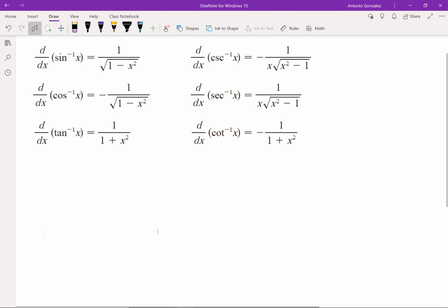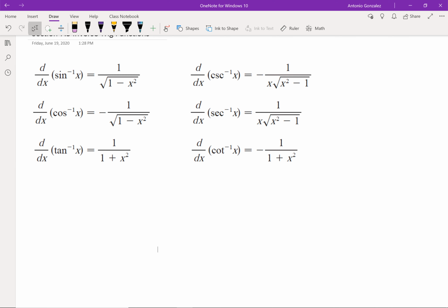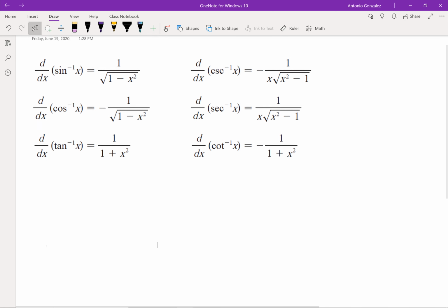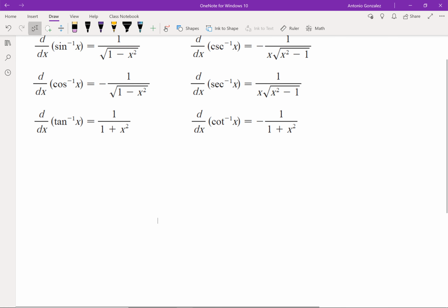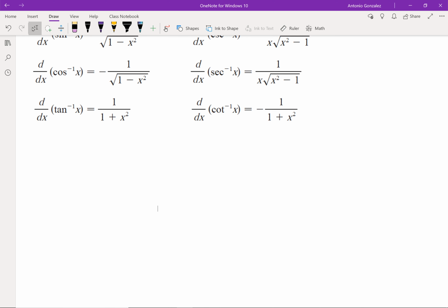So what you see in front of you is a table of the derivatives of our 6 trig functions, or the derivatives of the inverses. Let's start by seeing where these formulas come from. I won't go through all 6, I'll do a couple of them here. How about the cosine, right?